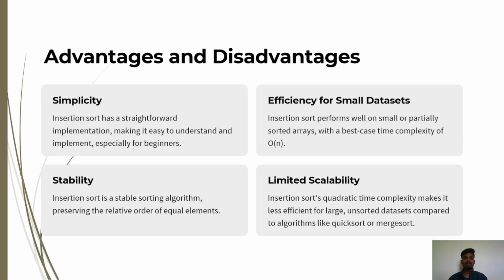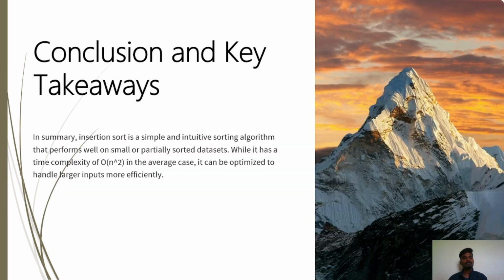Advantages and disadvantages. Simplicity. Insertion sort has a straightforward implementation, making it easy to understand and implement, especially for beginners. Efficiency for small datasets. Insertion sort performs well on small or partially sorted arrays with a best case time complexity of O(n). Stability. Insertion sort is a stable sorting algorithm preserving the relative order of equal elements. Limited scalability. Insertion sort's quadratic time complexity makes it less efficient for large unsorted data sets compared to algorithms like quicksort or mergesort.